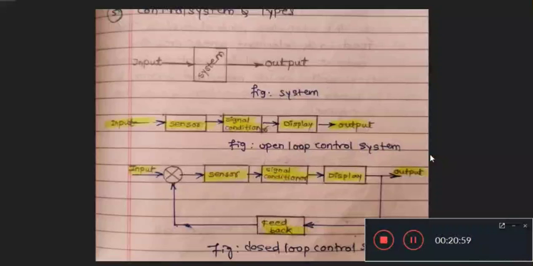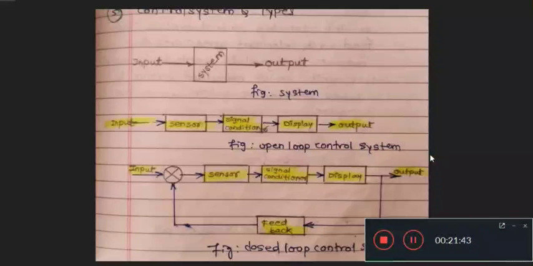In this control system, we have a sensor, a processing unit called a signal conditioner, and a display unit, with input and output. The input value is processed and the measured value is displayed in the display unit, and it does not have any feedback. We are just giving the input and getting the output, but we don't know whether the output produced is correct or not. There is no feedback itself.